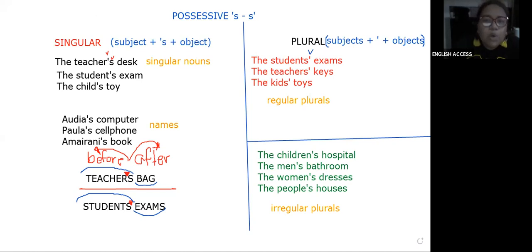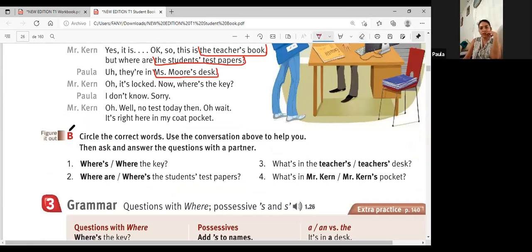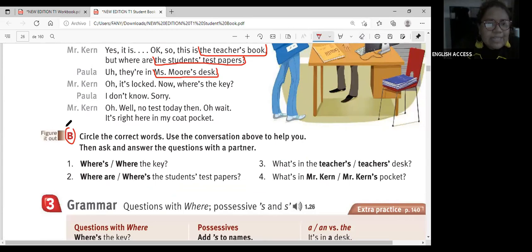Let's continue with the book now. Okay. Ahora sí, chicas. Muy bien. Let's see. We have activity B. It says, circle the correct words. Use the conversation above to help you. Then answer the question with a partner.